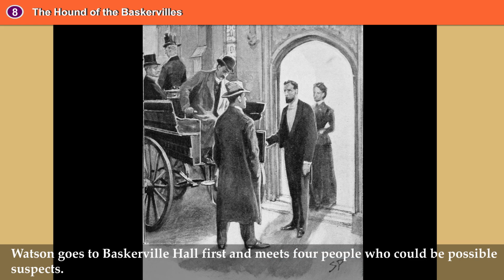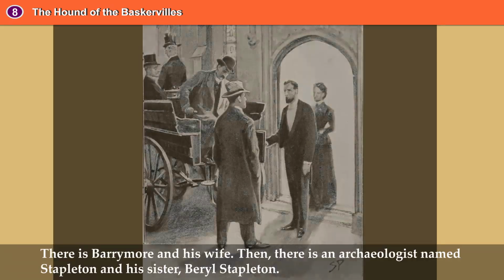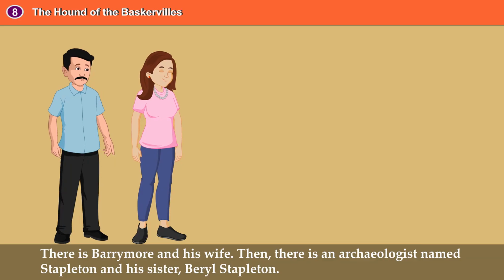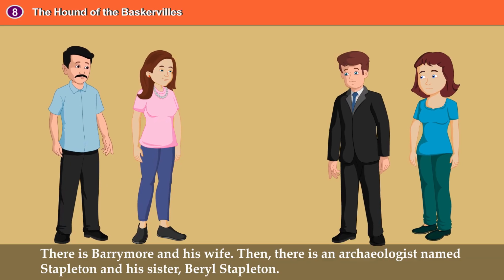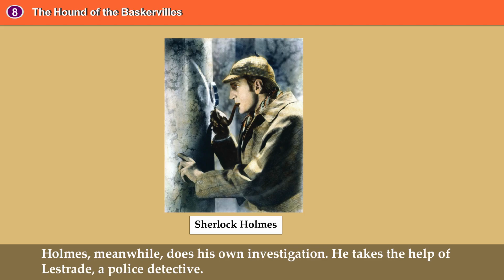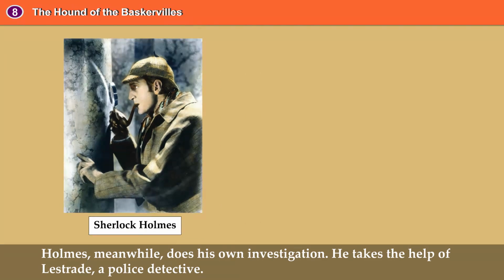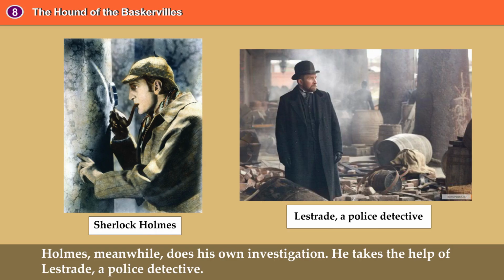Watson goes to Baskerville Hall first and meets four people who could be possible suspects. There is Barrymore and his wife. Then there is an archaeologist named Stapleton and his sister, Beryl Stapleton. Holmes, meanwhile, does his own investigation. He takes the help of Lestrade, a police detective.